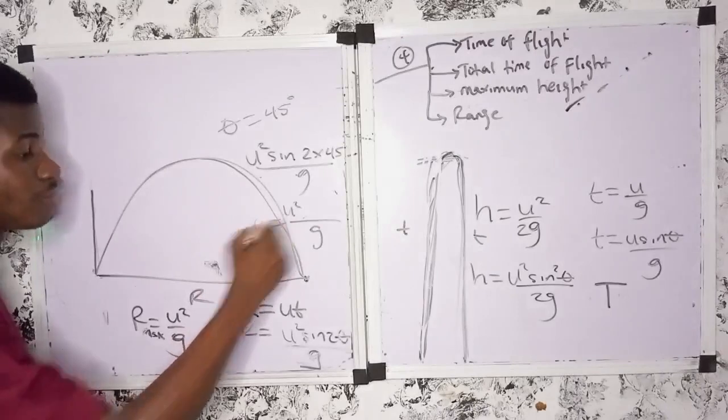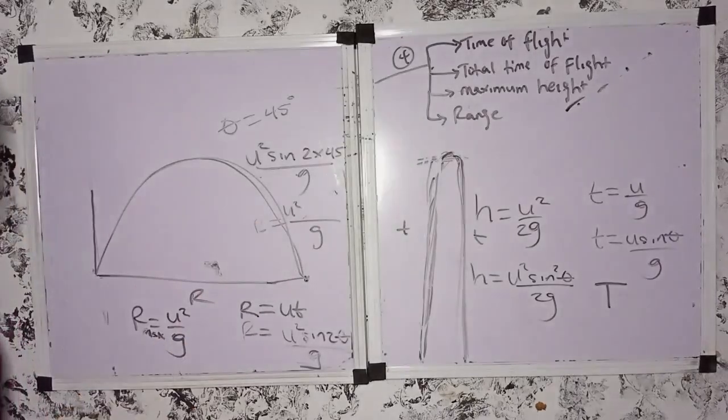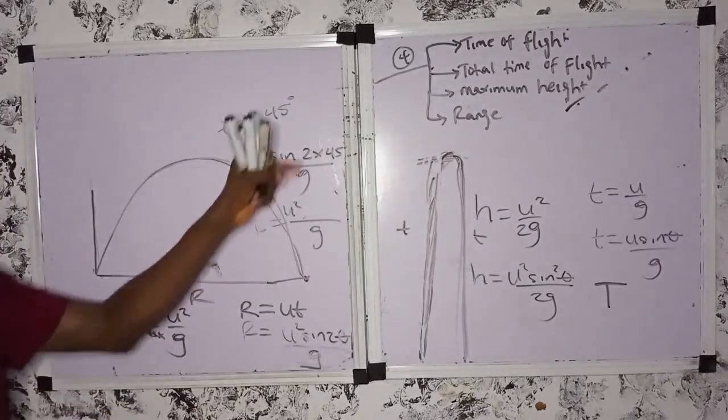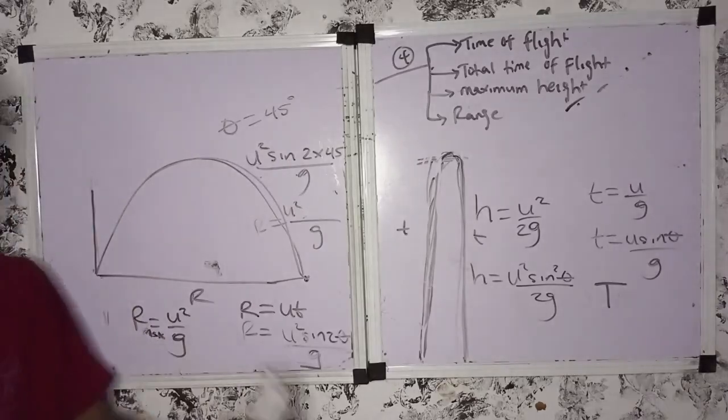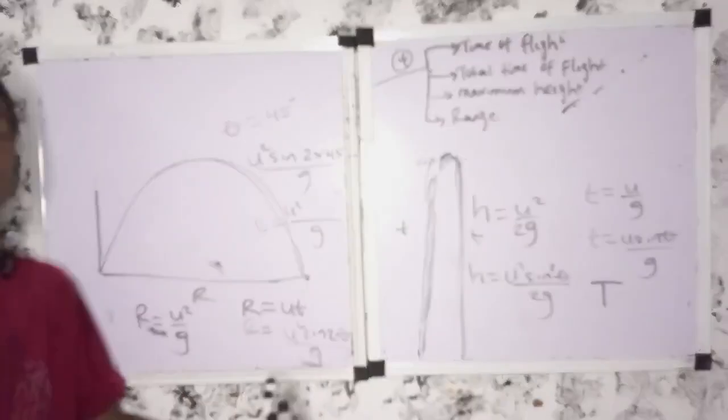So, this is what? Maximum range. We have arrived at this one back. So, range is maximum when the angle is 45. So if they give you a particular point and they say calculate the maximum range, use this formula.